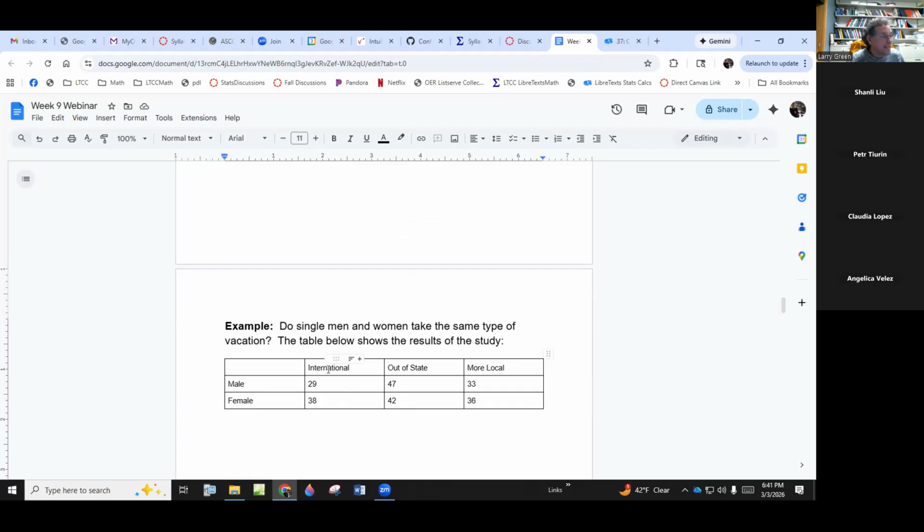And we looked at international, out of state versus more local, and then male and female. Okay. And here's what we got: 29, 47, 33, 38, 42, 36. Okay. So is this a test for independence? What do you think?